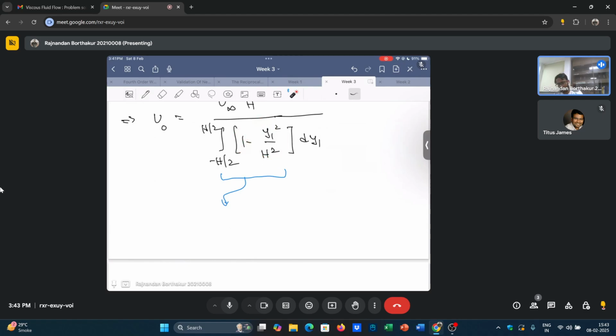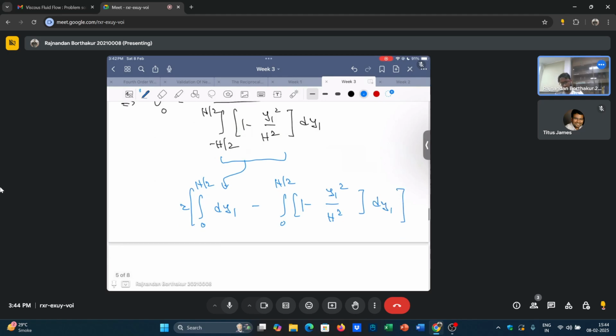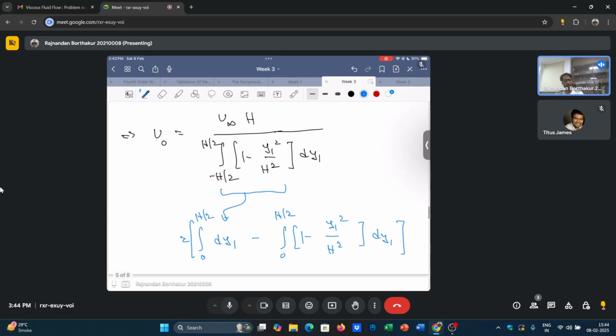Okay, so I can very nicely write down this integral as 2 times the integral, I hope you know this property of integration for even functions, basically that it becomes 2 times the integral from 0 to h by 2. The first term would just be the integral of dy1 minus the integral from 0 to h by 2 of 1 minus y1 square by h square dy1, and then there's a bracket because of the 2. I hope you know what I'm doing here.